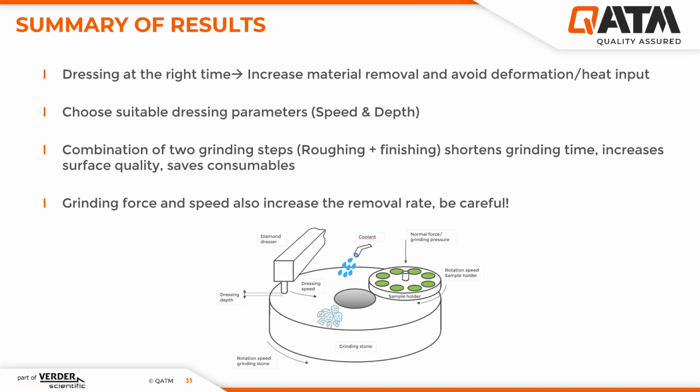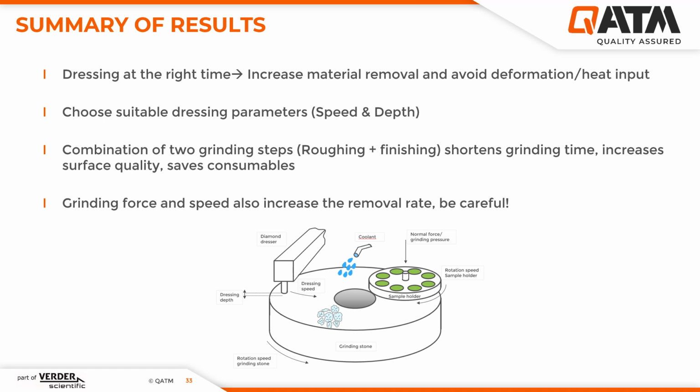At this point, let me briefly summarize my series of experiments and make a conclusion. We have learned that dressing at the right time increases material removal and can avoid deformation and unnecessary heat input. The dressing parameters have a very large influence on the removal rate and the surface quality in the stone grinding process. At high dressing speed, the material can be roughed, while at low dressing speed, a high surface finish is achieved. With our new QGrind XL plane grinding machine, it is possible to combine two different grinding steps, for example, one step in roughing mode and a second step in finishing mode. This can both shorten the grinding time and achieve a high surface quality.